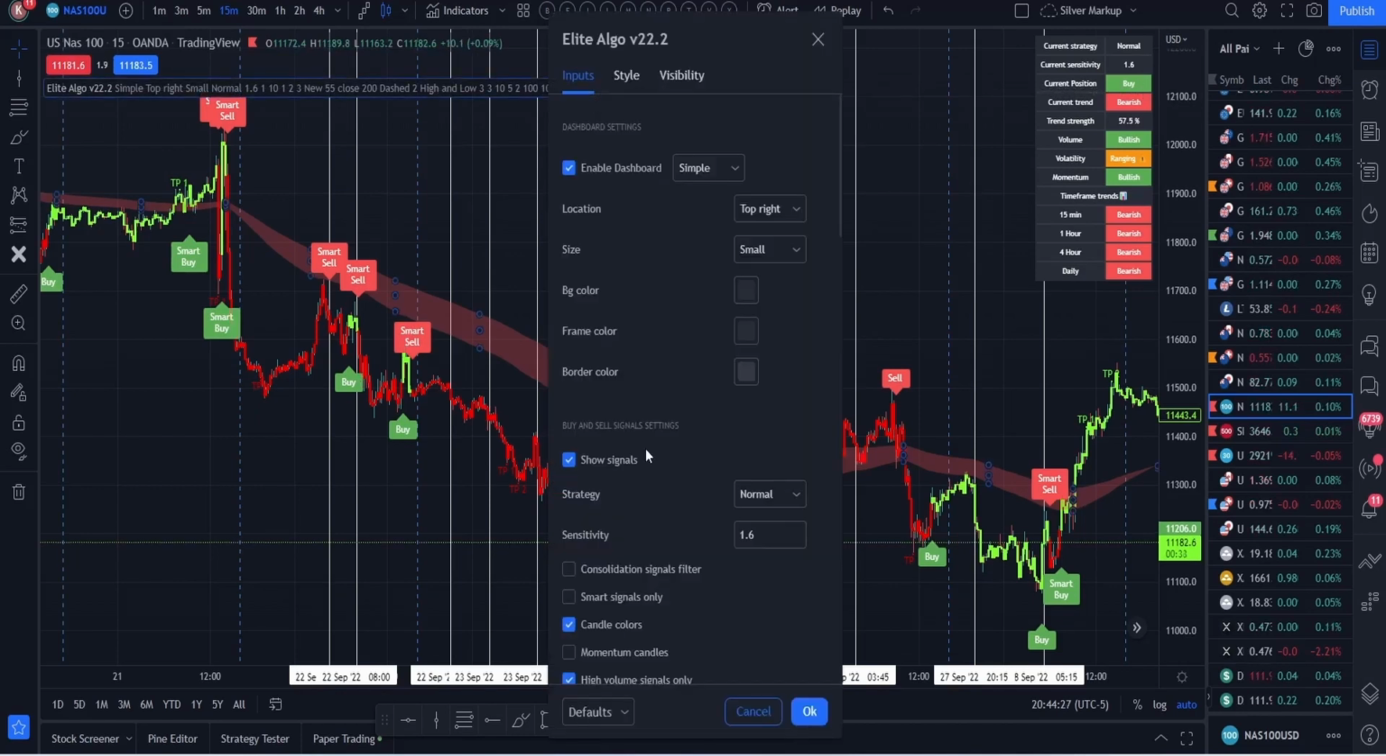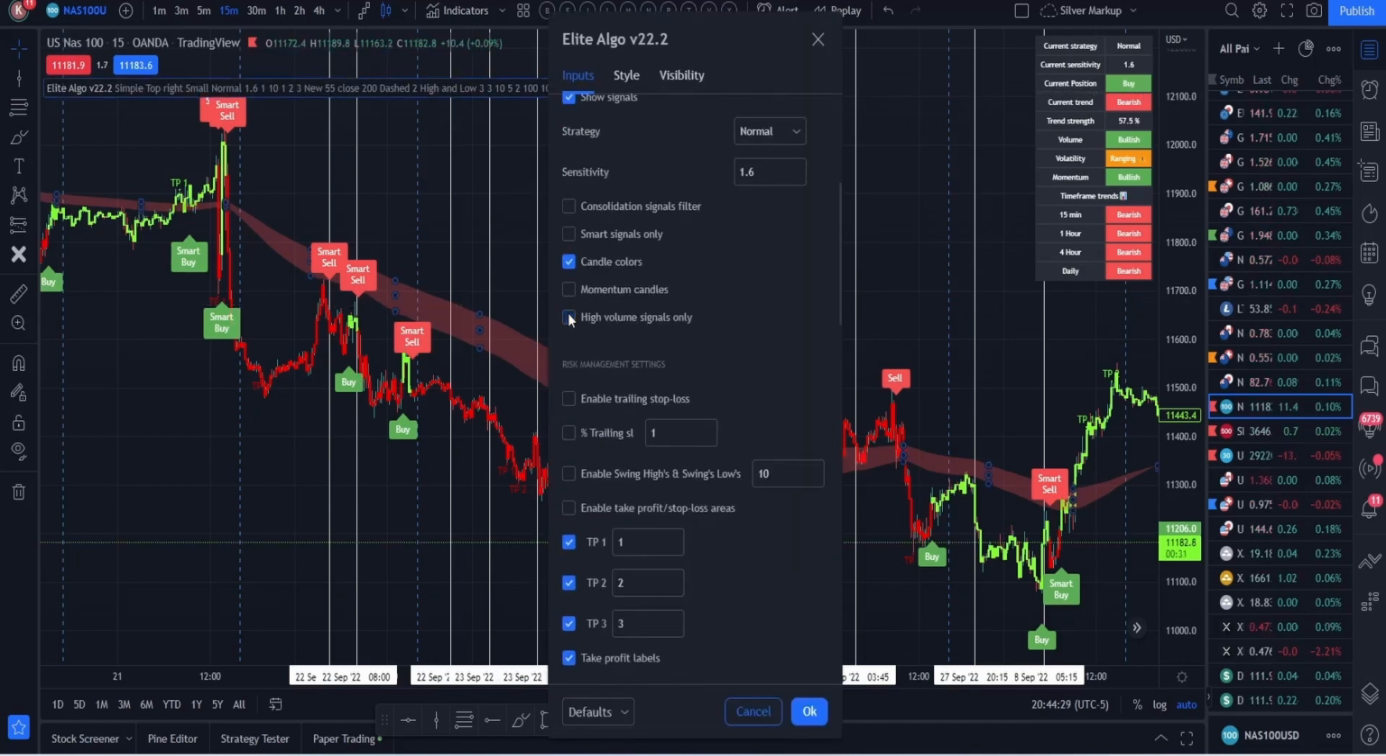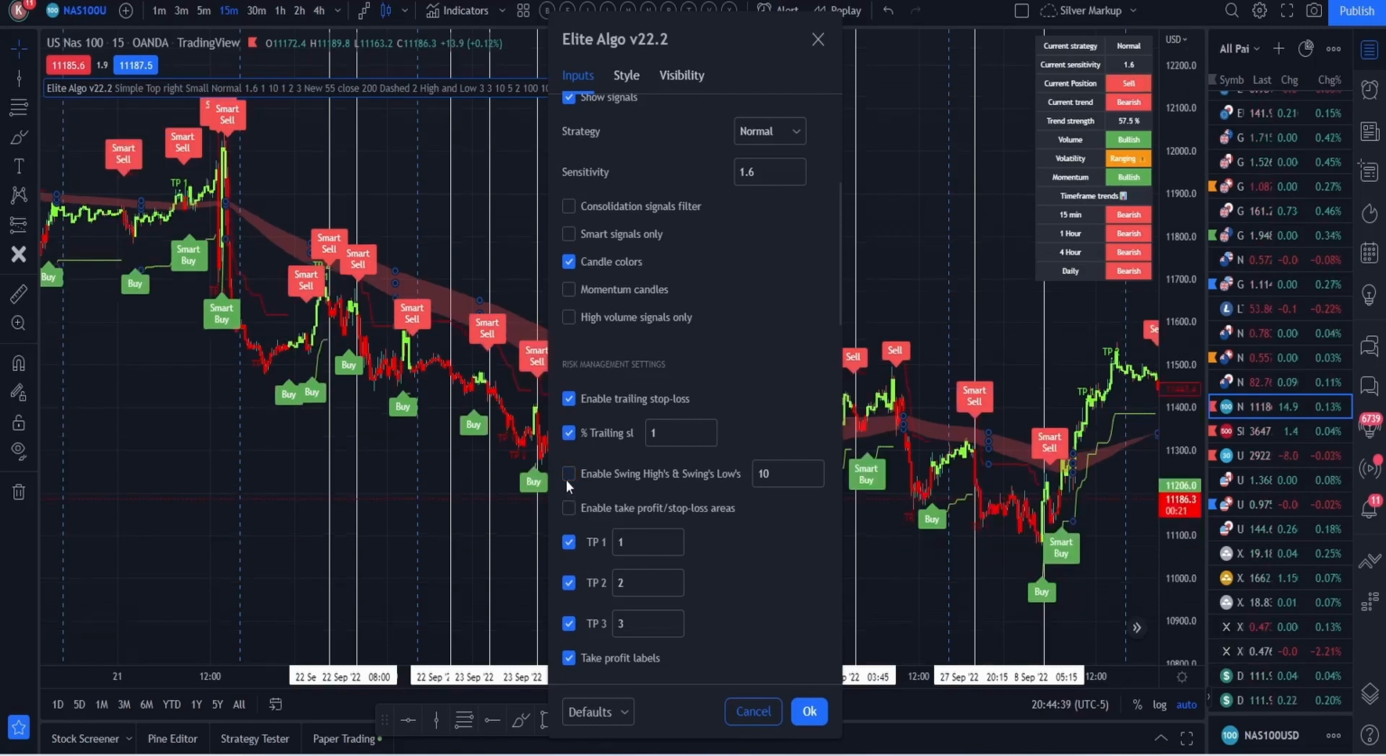The next part is you're going to have your risk management. This is going to give you a trailing stop loss percentage. And trailing stop losses will help give you a guide of where to move up your stop loss.